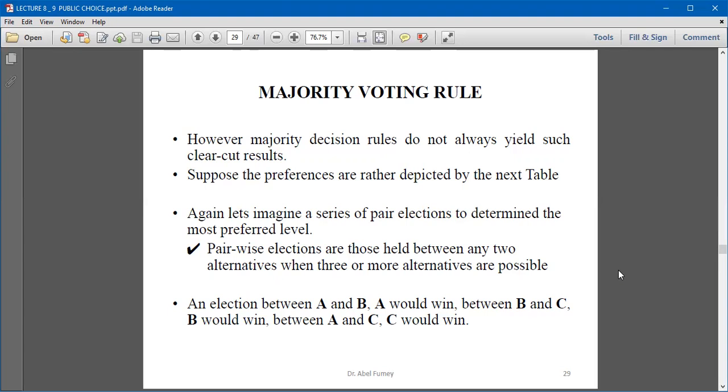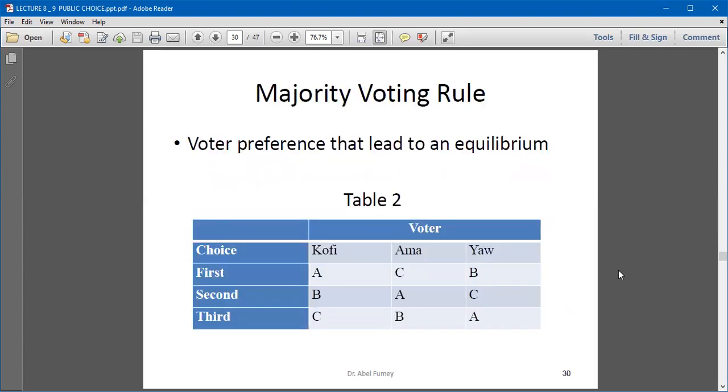Now let's look at table 2 with different preferences. These preferences are a bit different from the first one. Kofi prefers A to B and prefers B to C. Ama prefers C to A and then A to B. Yao prefers B to C and C to A. So now let's see if we conduct pairwise election, are we actually going to land in an equilibrium condition?